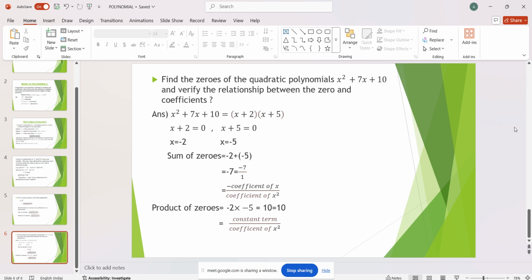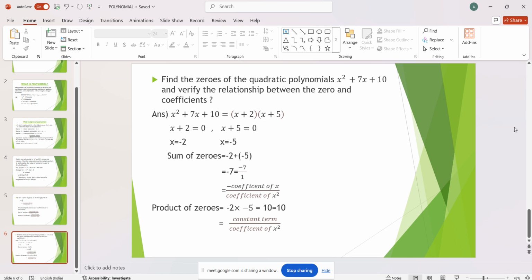The coefficient of x square is 1. So the sum of the zeros equals minus coefficient of x divided by coefficient of x square. That is the general equation. Put it in your notebook under a column. First zero minus 2, second zero minus 5. The sum of zeros is minus 7 by 1, that is minus coefficient of x by coefficient of x square.